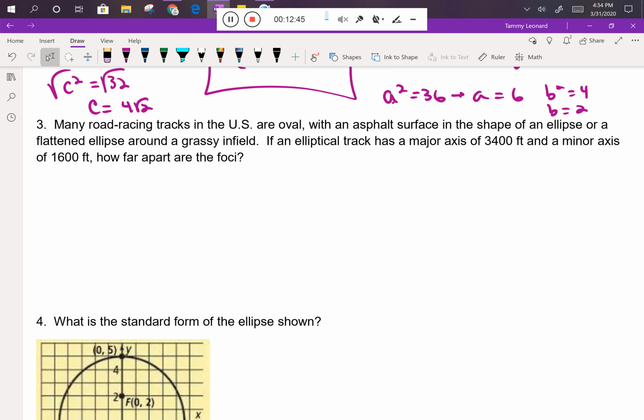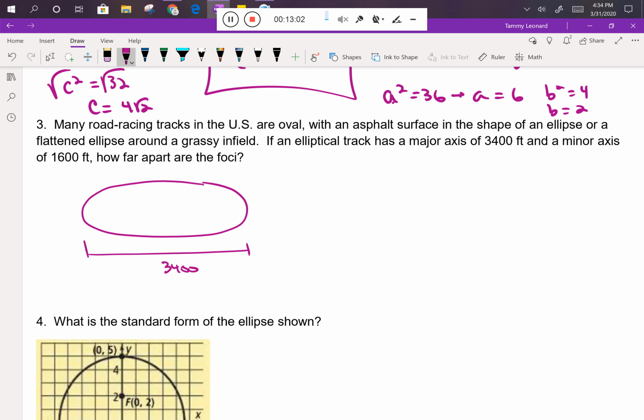Now, similar to the flashlight problem that we talked about the other day, we can be looking at this track from any angle we want. And most people find looking at an ellipse in its horizontal setup to be less confusing than looking at it vertically. So let's go with that. We're being told that the distance along the major axis is 3,400 feet. So that would be equal to 2a. So therefore, we know that A is equal to half that, or 1,700 feet.